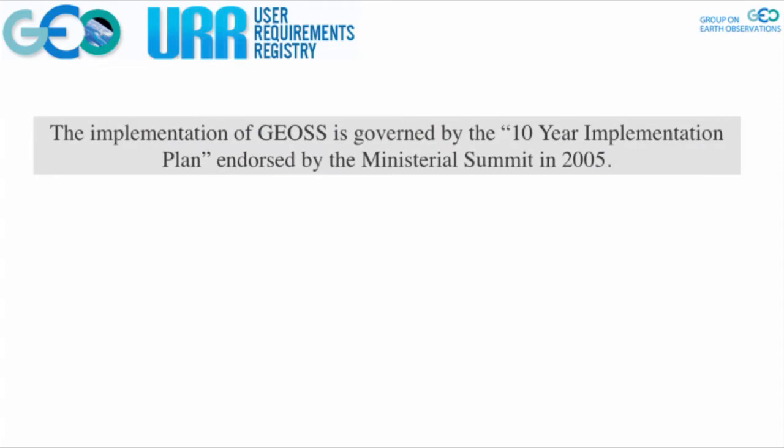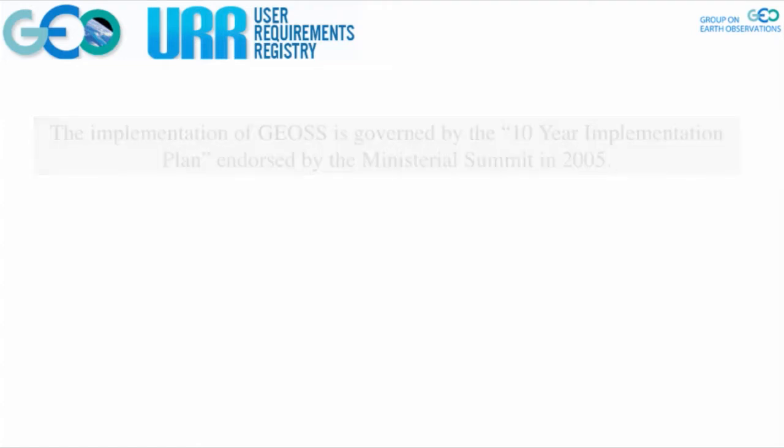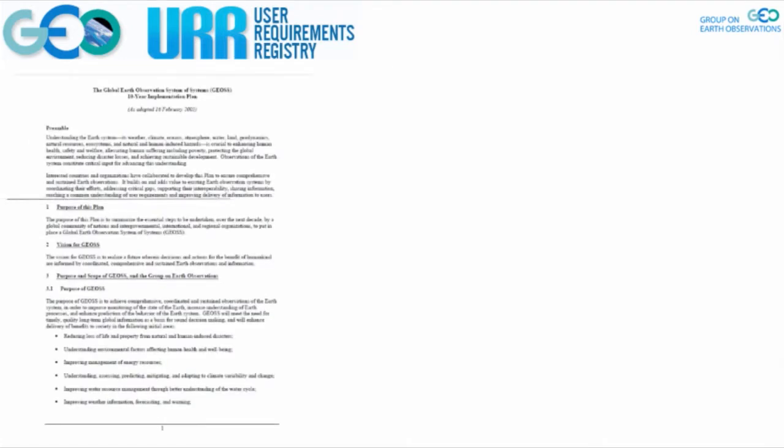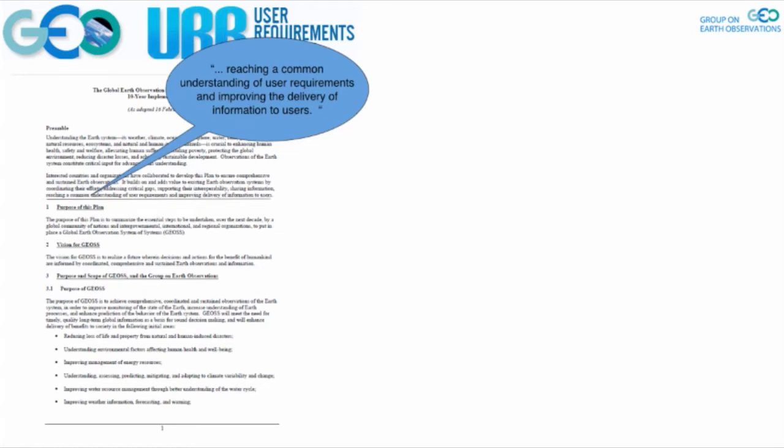In February 2005 in Brussels, the Ministerial Summit on Earth Observations endorsed the 10-year implementation plan for GEOS, and this plan governs the development of GEOS. This plan refers to users in many places, underlining the importance of a common understanding of user needs and improved delivery of information to the users.